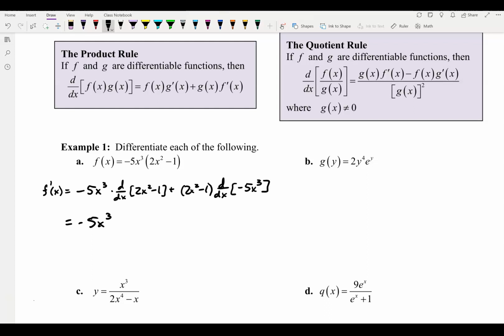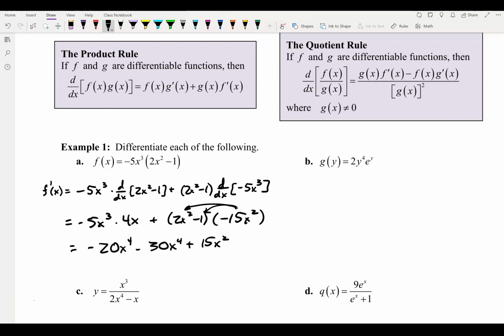The derivative of 2x squared minus 1 is going to be 4x using the power rule, plus 2x squared minus 1, taking the derivative of negative 5x to the third will give us a negative 15x squared using the power rule. And we should simplify this. This becomes negative 20x to the fourth, plus distributing this guy right here, we're actually going to get a negative 30x to the fourth, and multiplying here, we're going to get a positive 15x squared. Combining like terms, we have negative 50x to the fourth plus 15x squared. And there it is.